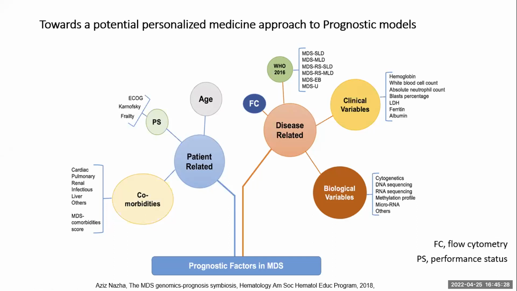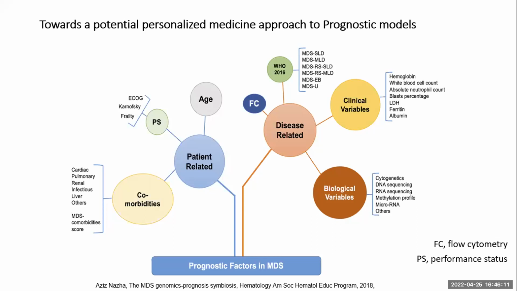And then the comorbidities, of course, looking at the cardiac, pulmonary, renal, liver, and all other comorbidities that patients may have. And then when you look at the disease-related factors to consider, you can look at the WHO 2016 classification that we currently use. And obviously, though it's not used as part of prognosis, if you take a patient with excess blast 2 and a patient with excess blast 1, the one with excess blast 2 may fare poorly because there are more blasts there, and they may progress further. So all those issues should actually be taken into consideration.